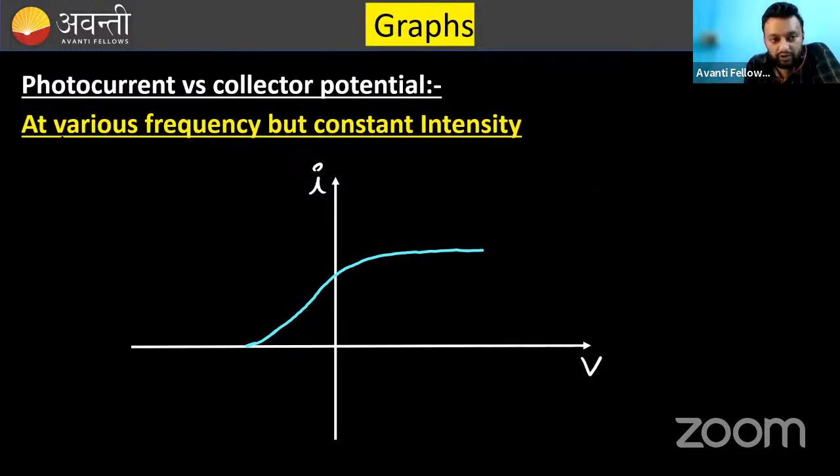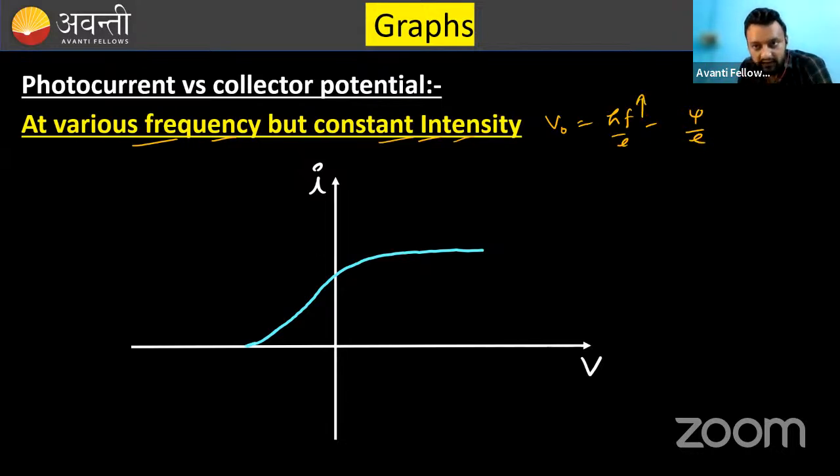Again, the same graph, but this time the question says at various frequencies but constant intensity. If intensity remains constant, that means saturation current will remain constant. Now, what about frequency? You must know the relation V naught equals hf by e minus psi by e. This is the relation for stopping potential. If frequency is increased, then stopping potential will also increase, but the graph will look something like that.